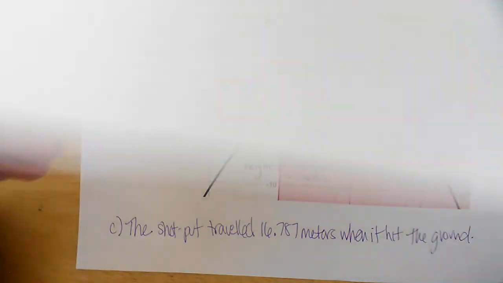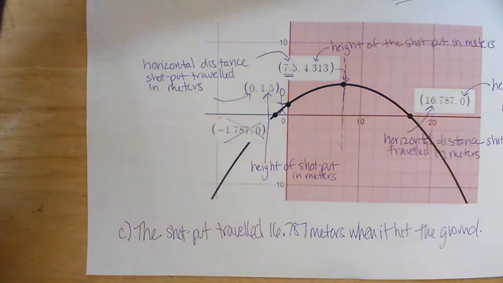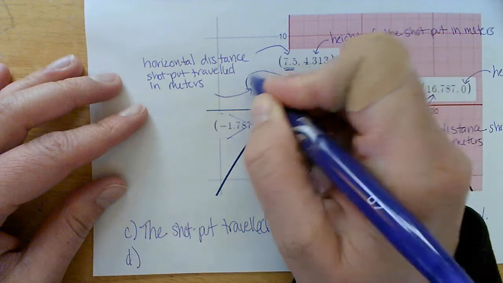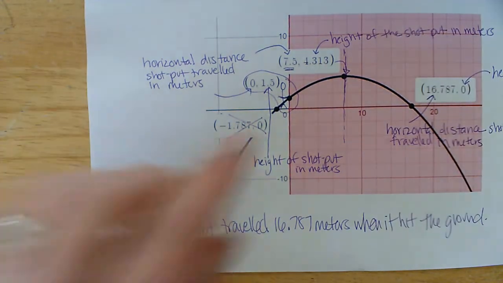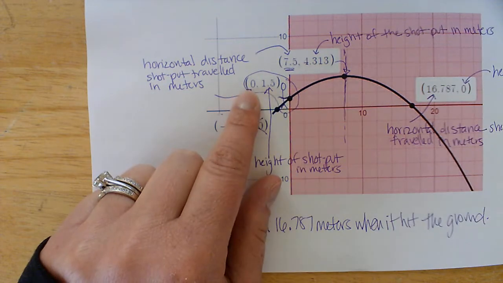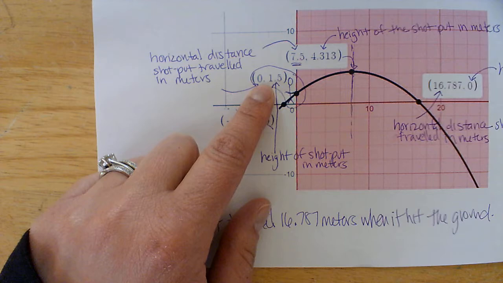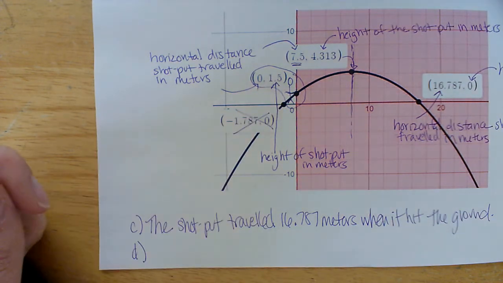And last one, finally, y-intercept, and explain what it means. Finally. Okay, part D, y-intercept. So here we go. Here's our person. Here's our y-intercept. So here's the person, so it hasn't gone anywhere. Here's the height, that's how the person is holding it at 1.5 meters.